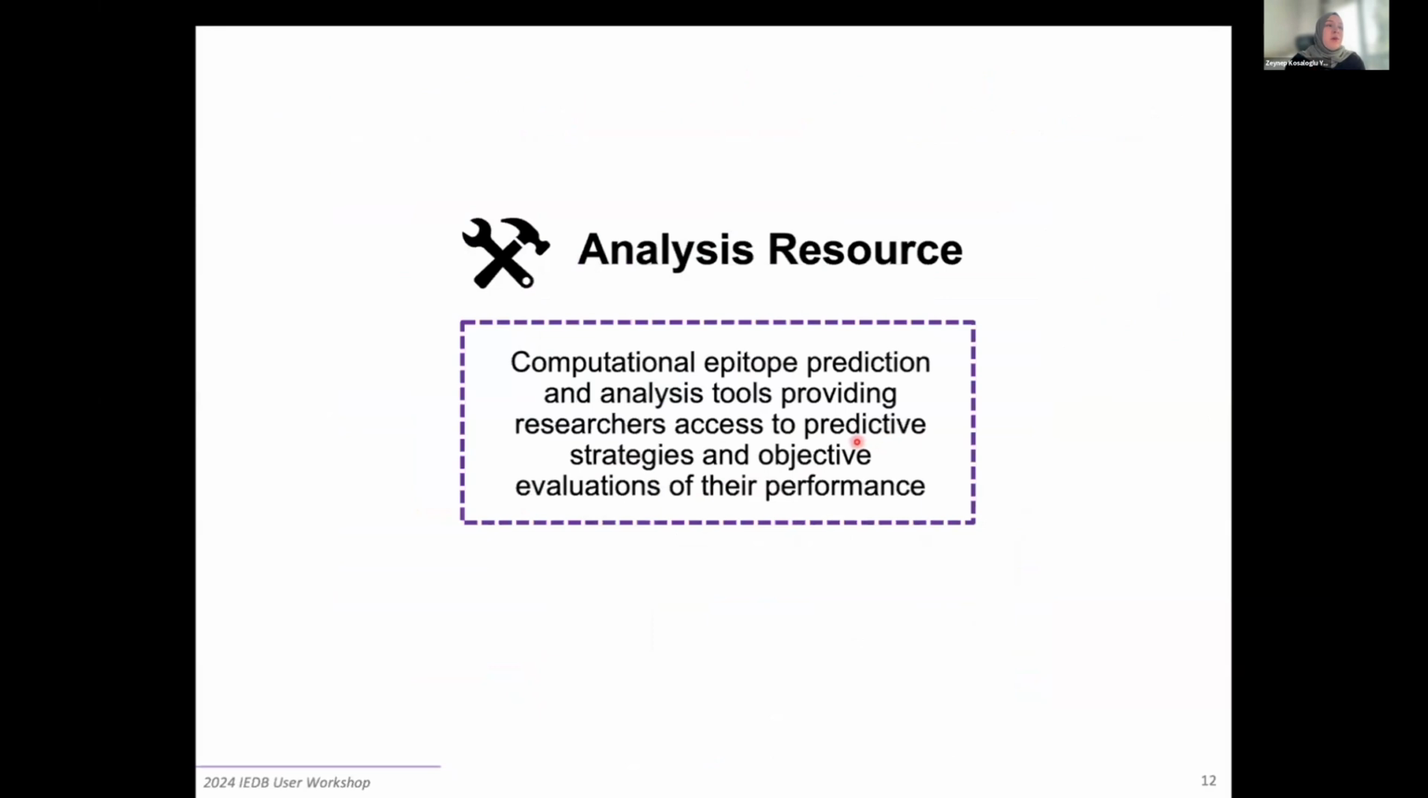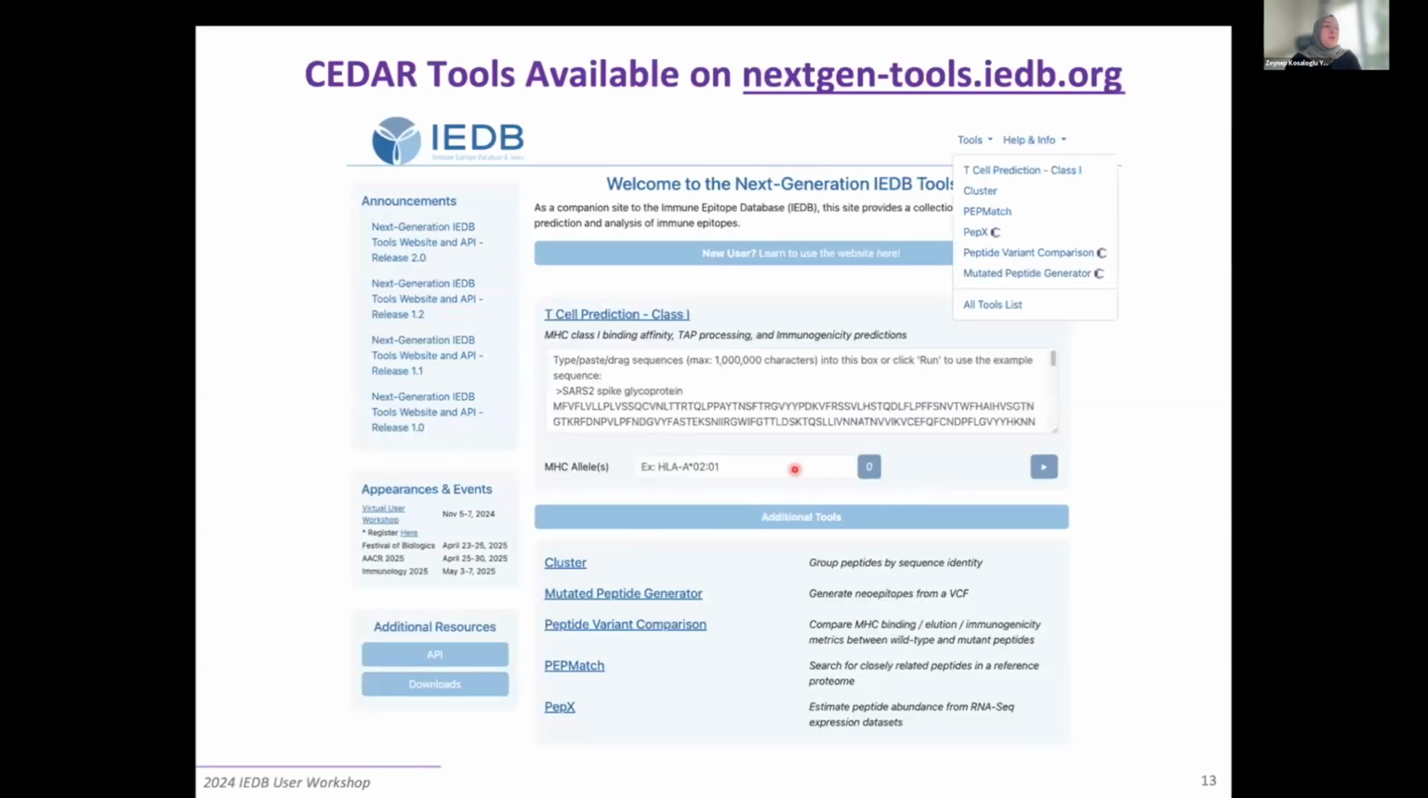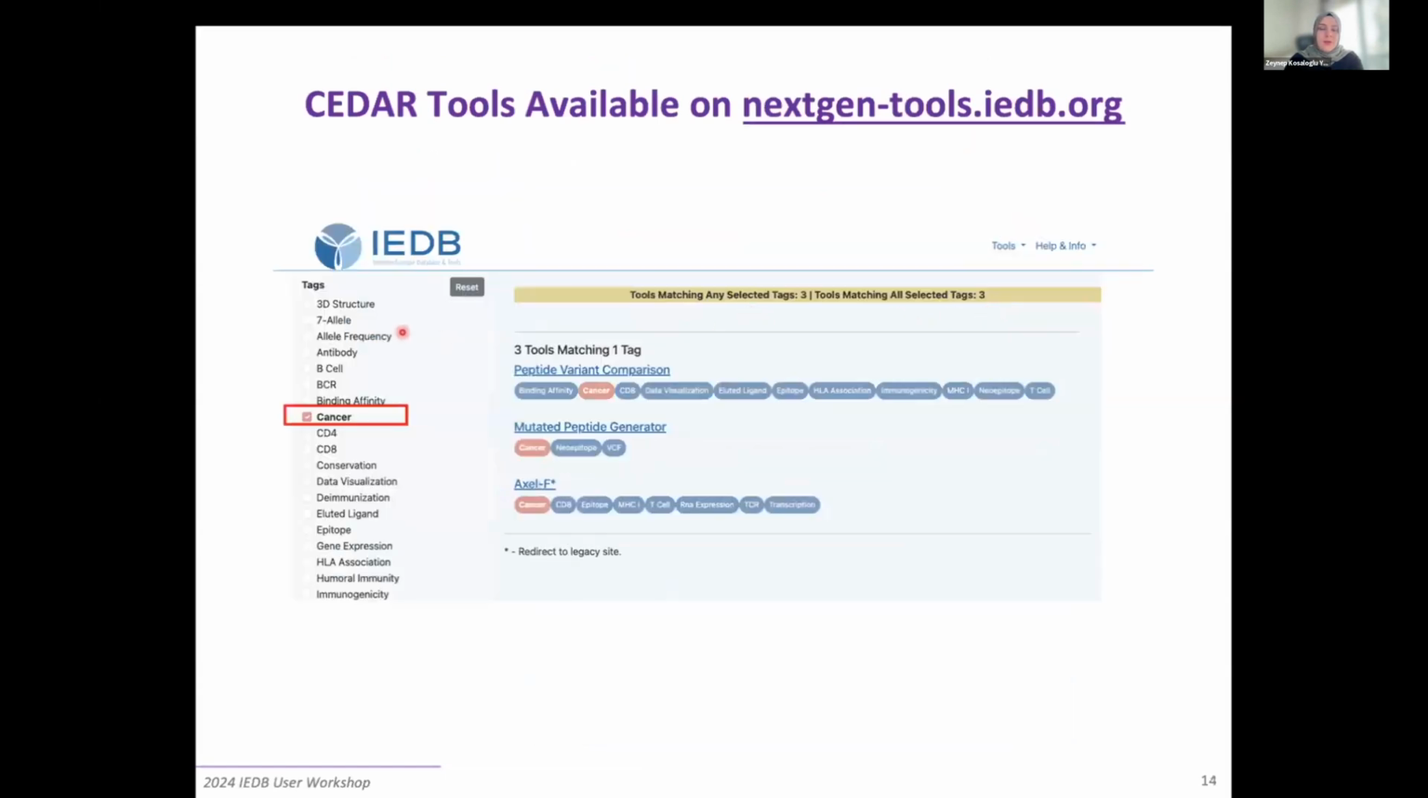Okay, so now I want to talk about the cancer-specific tools that we developed for CEDAR so far. CEDAR tools are also available as part of the next-gen IEDB tools. For example, when we click on the tools here, on the drop-down menu, we can see the list of tools, and everything that is related to cancer will have this little CEDAR logo next to it. And we can also go to the all tools list by clicking on this link here, and there we can filter for the cancer tag to get all the tools that are cancer specific.